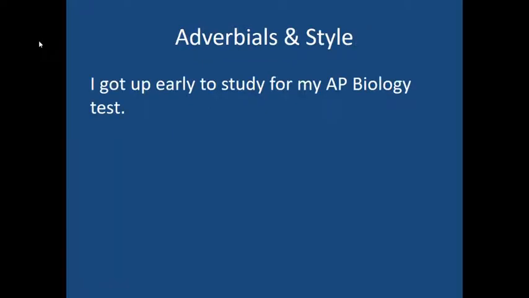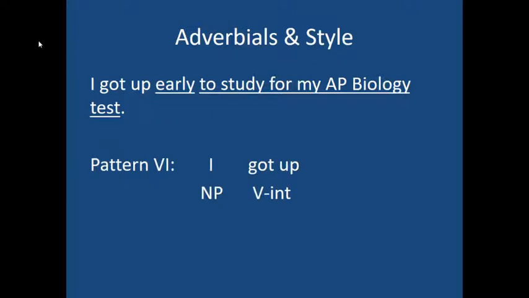If I said, "I got up early to study for my AP biology test," and I were to diagram this, I would find that I have a subject, I, and a verb, got up. And then I have these other adverbial structures: I got up early, and I got up to study for my AP biology test. But the heart of the sentence is just a pattern six: I got up. I awoke, in a sense.